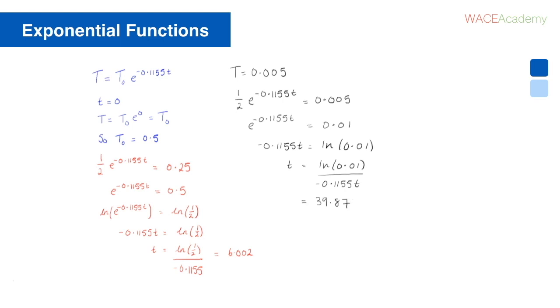39.87. So this tells us that 39.87 hours later, there will be exactly 1% of the original amount left in the patient's system. And so, since we're asked to provide an answer to the nearest hour, the answer we would provide would be 40.